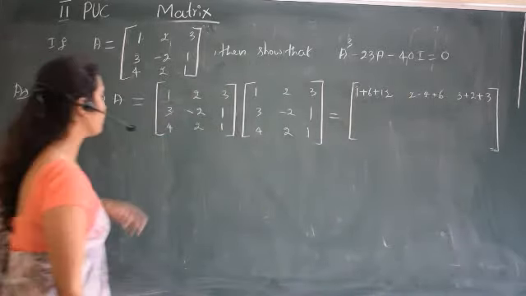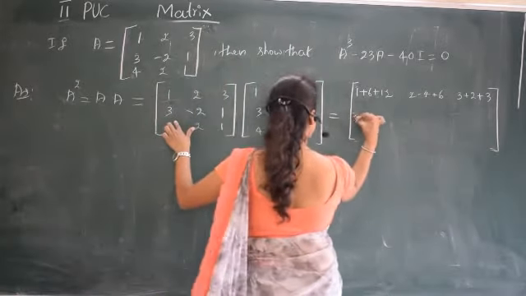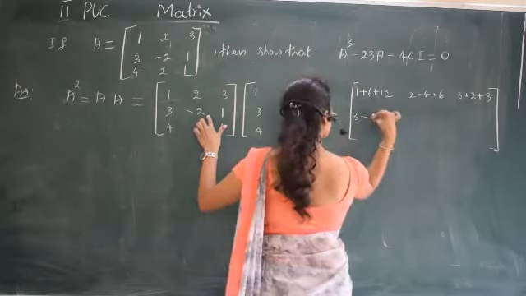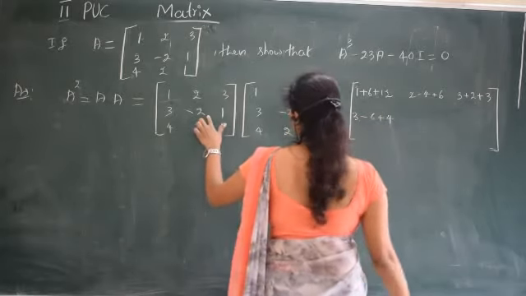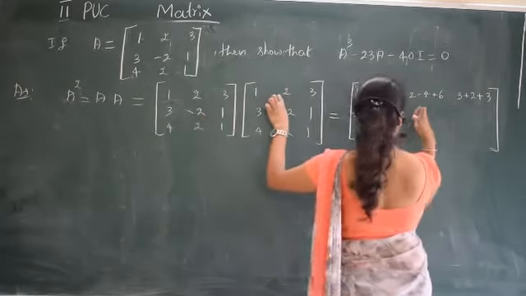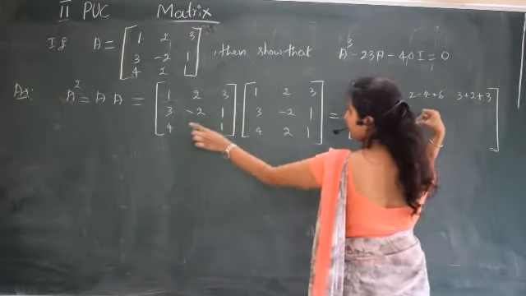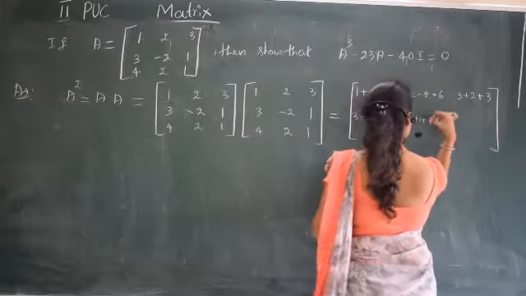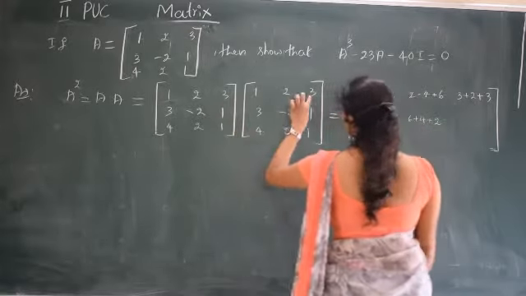Next one, 3 into 1 is 3, 3 minus 6 plus 4. Again 3 into 2 is 6, minus 2 into minus 2 is plus 4, then 1 into 2 is plus 2. Next 3 into 3 is 9.